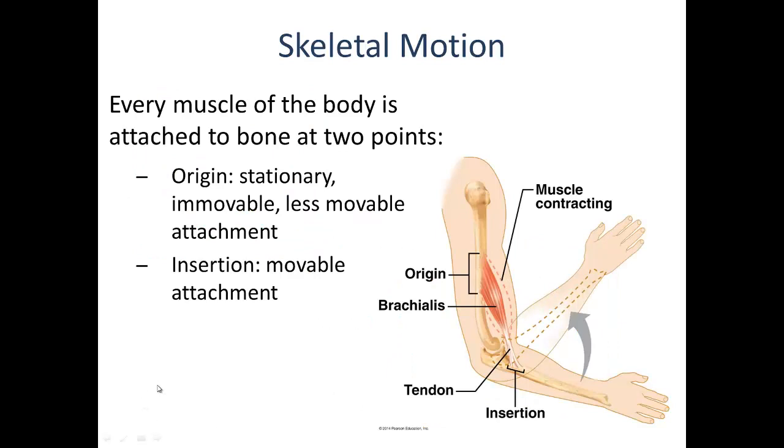So every muscle of the body is attached to a bone at two individual points. The origin is typically the most proximal and stationary, so it's typically less movable than the insertion. The insertion is typically located more distally, so the muscle spans a joint and attaches to the distal segment that is typically more mobile.